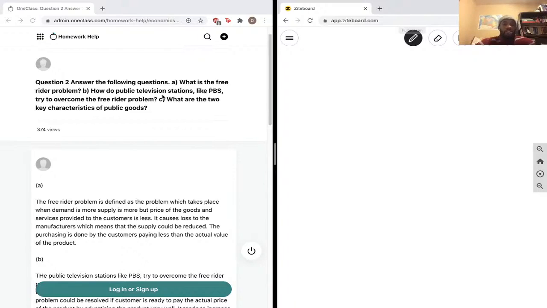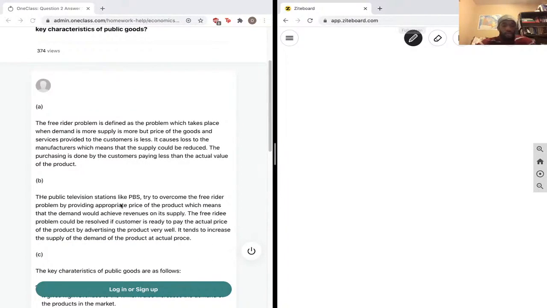How do public television stations like PBS try to overcome the free rider problem? They try to overcome the free rider problem by providing appropriate price of the product, which means that demand would achieve revenues on its supply. A free rider problem could be resolved if the customer is ready to pay the actual price of the product by advertising the product very well. It tends to increase the supply and the demand of the product at the actual price.